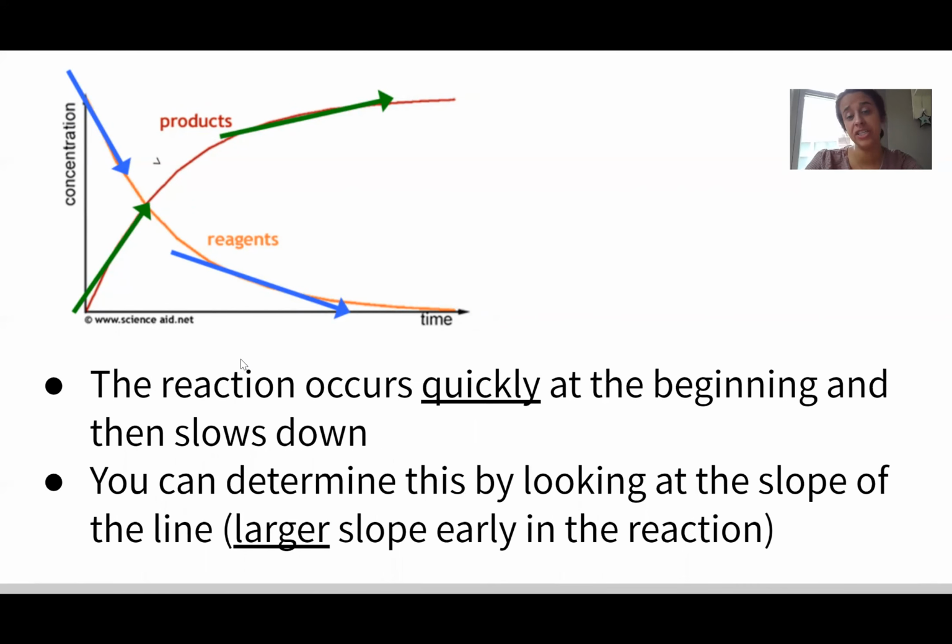This reaction occurs quickly at the beginning and then slows down. You can see that the line here has a larger slope at the beginning, a steeper slope, and a less steep slope at the end for both products and reactants. Reactions start off quickly and then they start to slow down as there's less reactants to work with to form products.